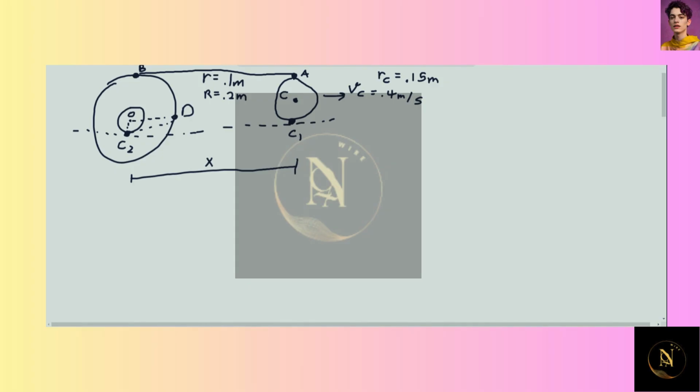Okay, in this question, we have two wheels connected by a string attached at the top of the wheels. The wheel on the right is moving with the center of mass velocity of 0.4 meters per second. Its point C1 is touching the ground at C1. Its radius is 0.15 meters.